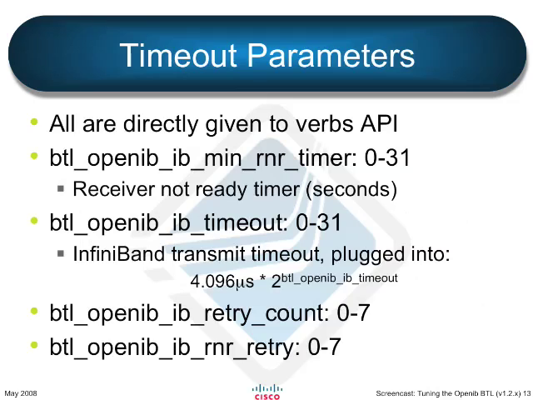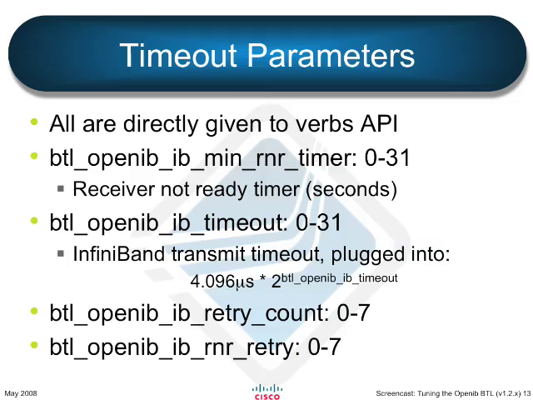There's a bunch of timeout parameters for OpenFabrics networks, and these are basically defined by the InfiniBand spec, and they've more or less been adapted to the iWarp spec as well, or more specifically, they apply to iWarp networks too. The min RNR timer is receiver not ready. It's given in units of seconds. Then the IB timeout is the transmit timeout, which is plugged into the formula shown there: 4 microseconds times 2 to the timeout. And then the retry count and the receiver not ready count. These are all pretty much defined by the InfiniBand spec. Open MPI does little with them other than pass them straight through to the Verbs API when setting up communication channels between peers.